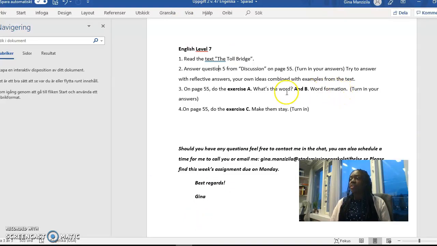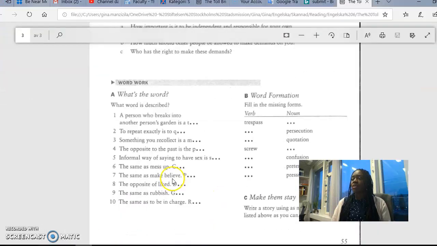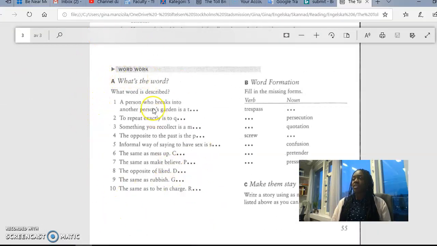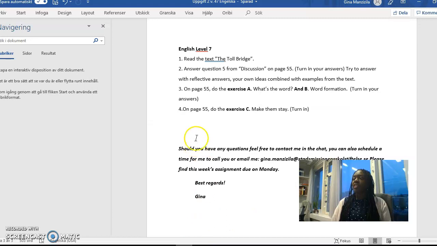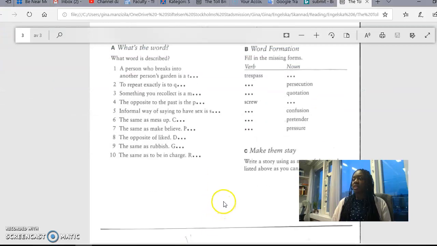And then once you have done that, you go back to the page again, and you do exercise A and then exercise B. And the last thing you need to do is exercise C. As you see, in order for you to do exercise C, that means that you need to do both A and B to have an understanding of the words and understand what those words stand for. And then you write up a short story using these words from exercise B.